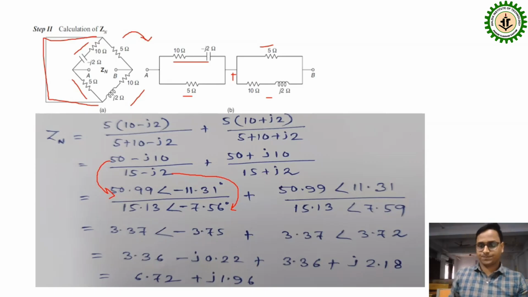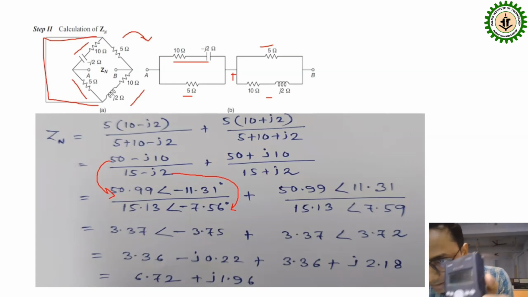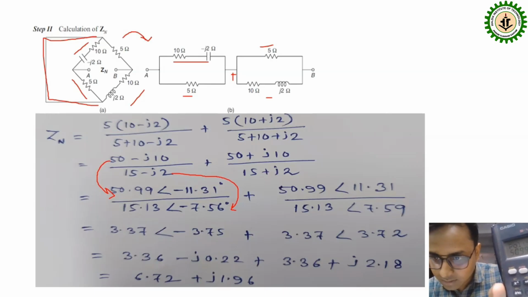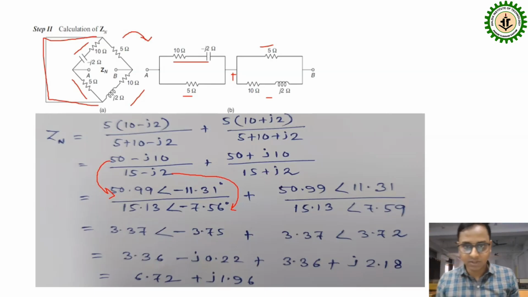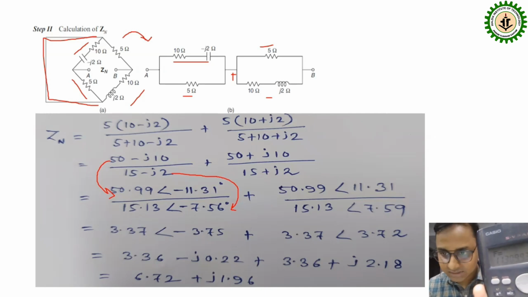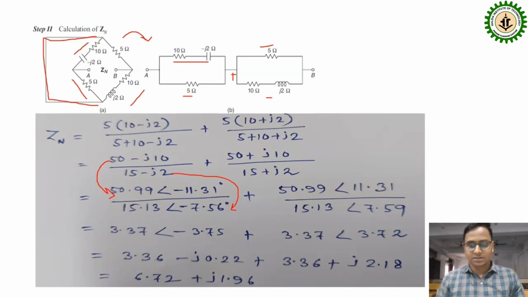I'm just showing you for this one, to convert this 50 plus J10 to polar form: 50.99. Select pole, then give the value 15 comma 10, bracket close. It is coming 50.99. Here you can see 50.99. And for the angle, you just press RCL 10. So here you can see RCL 10, 11 point this.